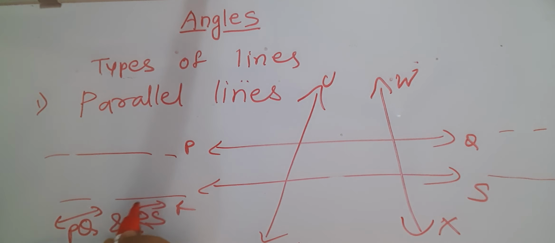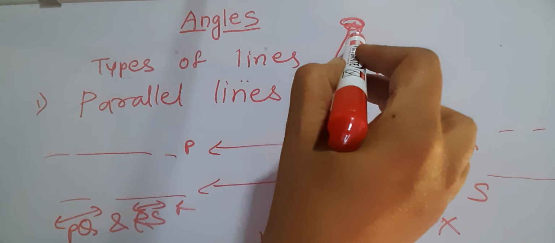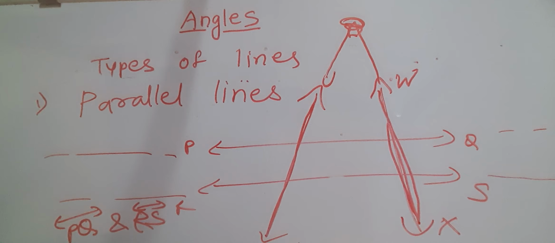and WX, this type of mistake is made by students in exams. They say these two are also parallel because they are not meeting in the figure. But if you look at the diagram, if I extend it here and here, they are going to meet somewhere. Parallel lines do not meet even if we extend them in any direction. Only then are they called parallel lines. In this case, if we extend UV and WX in this upper direction, they are going to meet. So UV and WX are not parallel lines.